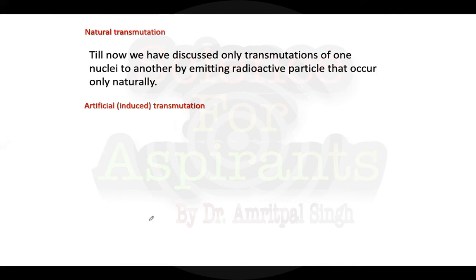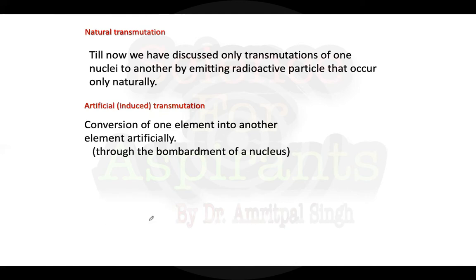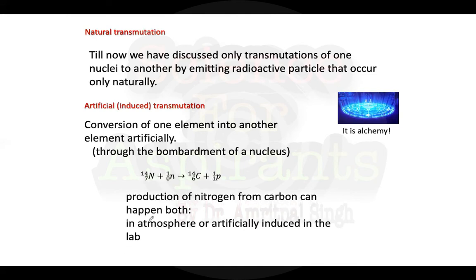Apart from that, there are many things we do in the laboratory in order to have artificial transmutation. In this, the conversion of one element to another element is done artificially. Artificially means we are bombarding a particle onto our target nucleus, and then we see what our products are. It is just alchemy, and it depends on how the reaction goes.